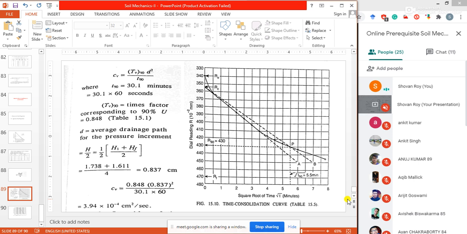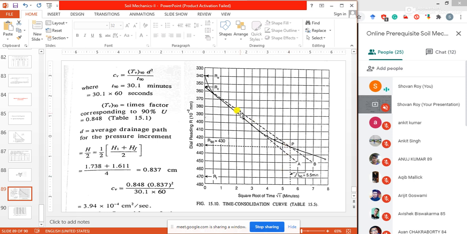The intersection of line B with the consolidation curve gives a point P corresponding to 90% degree of consolidation. So when your line B touches the actual consolidation line, the point is defined by P. This touching point, point P, will be considered as the point where your sample is consolidated to 90% degree of consolidation.